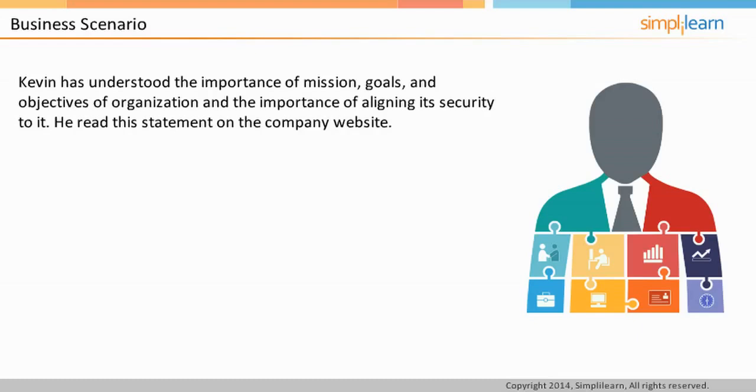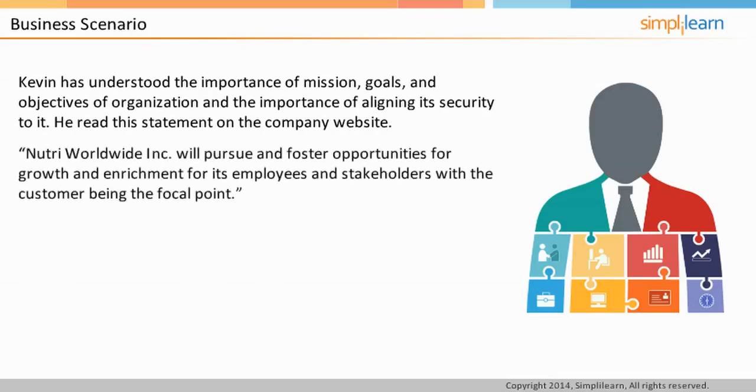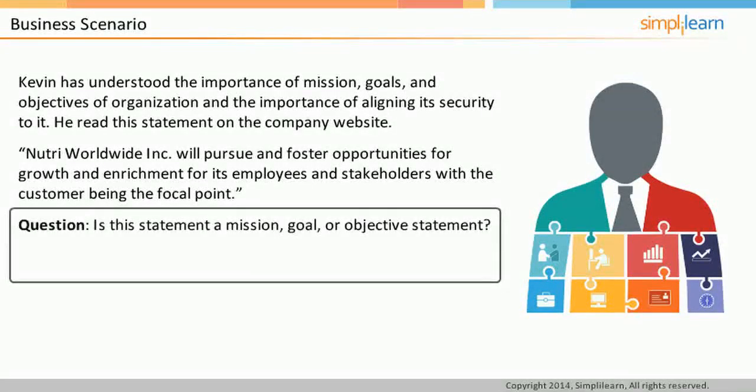He has understood the importance of mission, goals, and objectives of organization and the importance of aligning its security to it. He read this statement on the company website: Nutri Worldwide will pursue and foster opportunities for growth and enrichment for its employees and stakeholders, with the customer being the focal point. Is this statement a mission, goal, or objective statement?